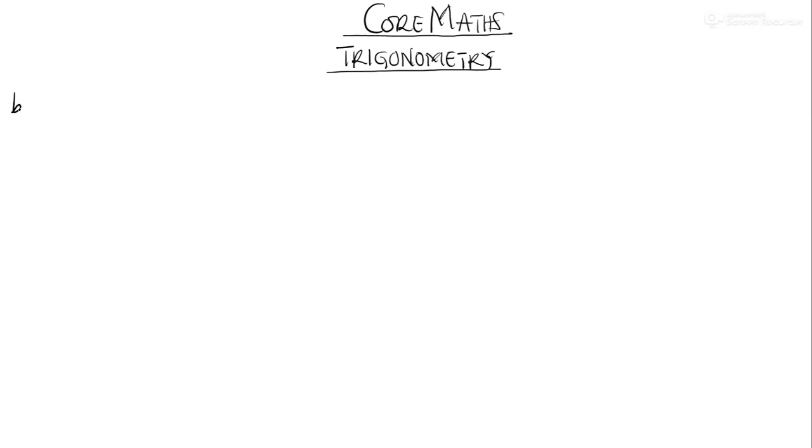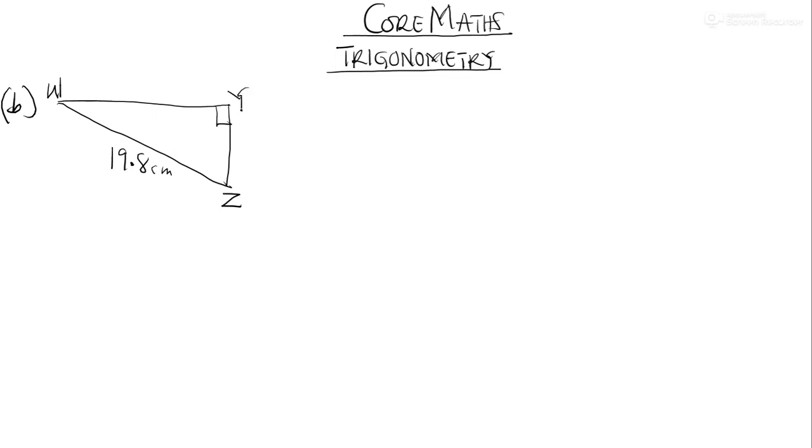Good. So this will be B. And once again, it's advisable to sketch the diagram. So we have this. Good. So this is 19.8 centimeters. And then this one will be our Z. This one will be our W. And then this one will be our Y. Okay. Good. Oh, sorry. We are using the smaller right-angle triangle.